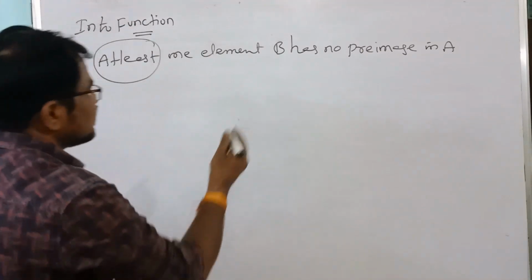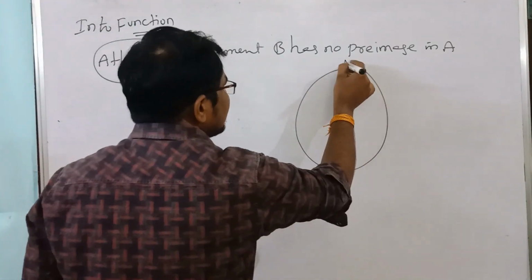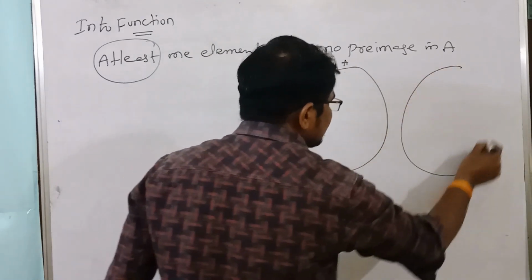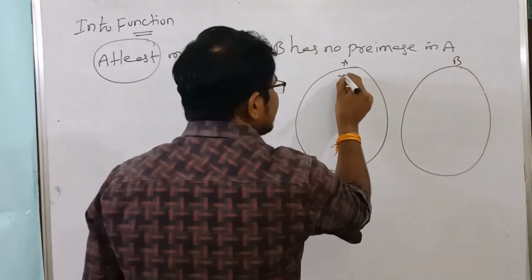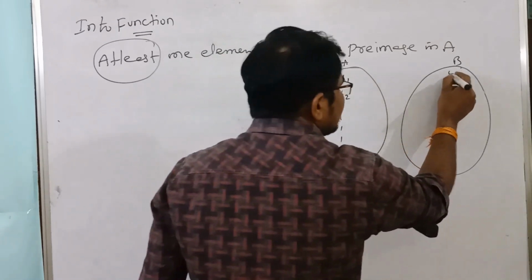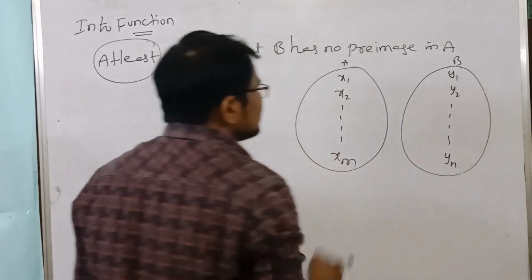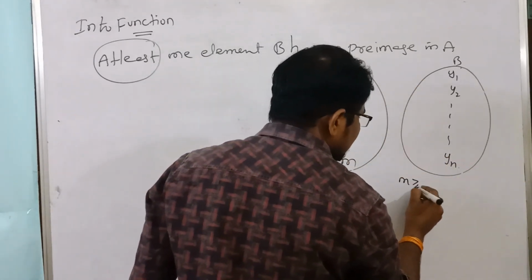Means nothing but, suppose if you consider this as A and this as B, here x1, x2, etc. xm I will take. Here y1, y2, etc. yn. Here m is greater than or equal to n.